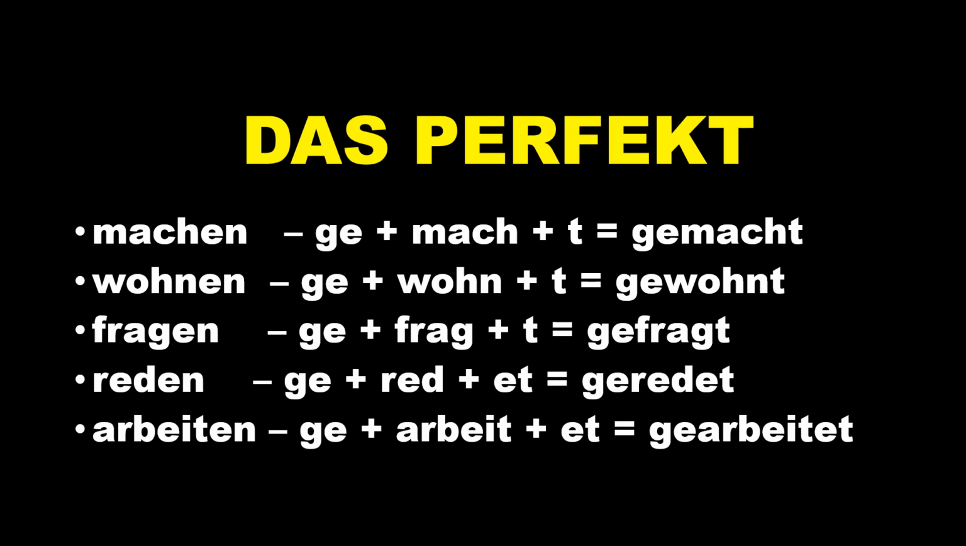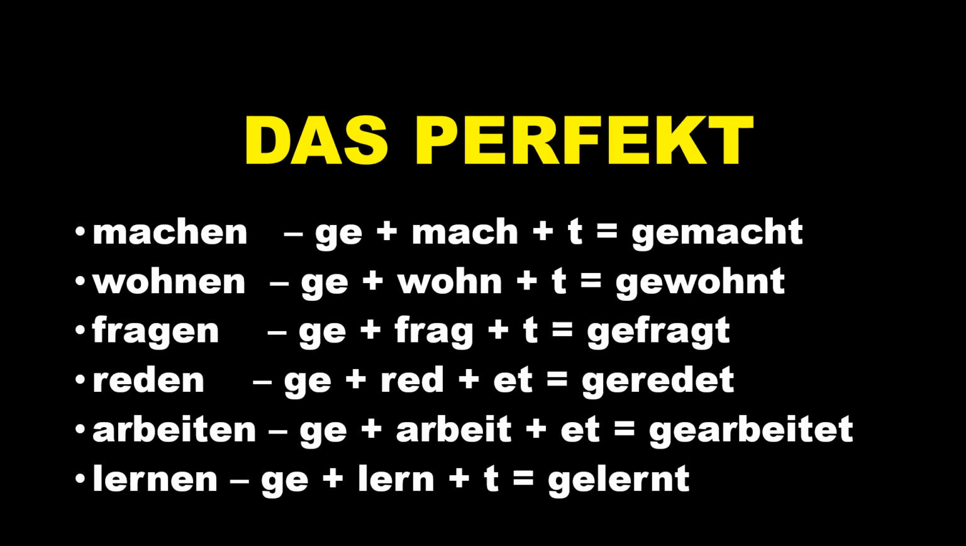Gearbeitet. Okay. So once again along with me: machen, to make or to do, gemacht. Wohnen, gewohnt. Fragen, gefragt. Reden, geredet. Arbeiten, gearbeitet. There is one more verb, lernen. Lernen, to learn. Arbeiten, to work. Reden, to talk. Fragen, to ask. Wohnen, to live. And machen, to make or to do. Now lernen: ge plus lern plus t. The Partizip zwei form will be gelernt. Gelernt, gemacht, gewohnt, gefragt, geredet, gearbeitet und gelernt.